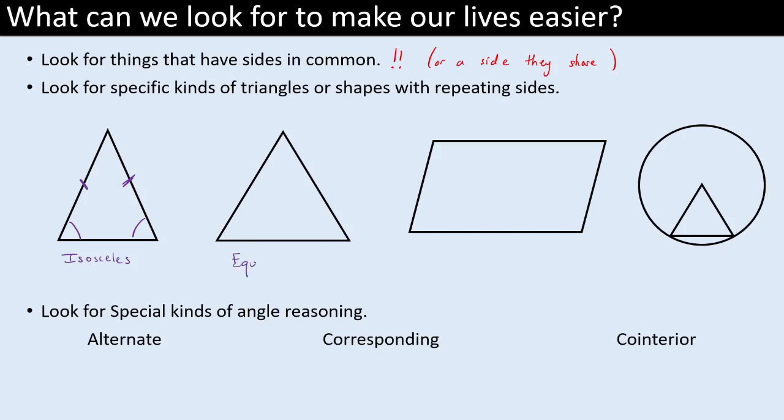For an equilateral triangle, that can make things very much easier, because you know that all three sides and all three angles are going to be the same. Okay? And again, once you know that some things are going to be the same, you can start to use that to then help you out with other things.